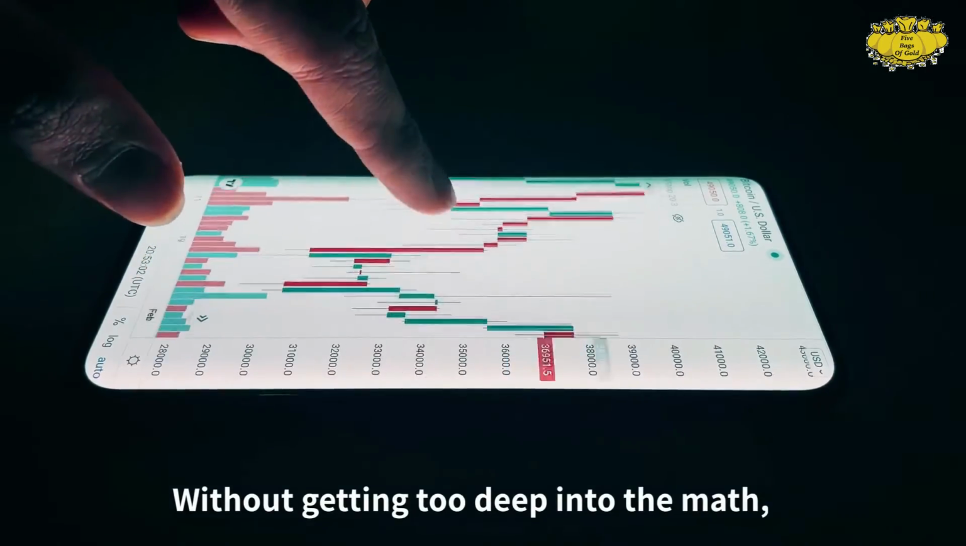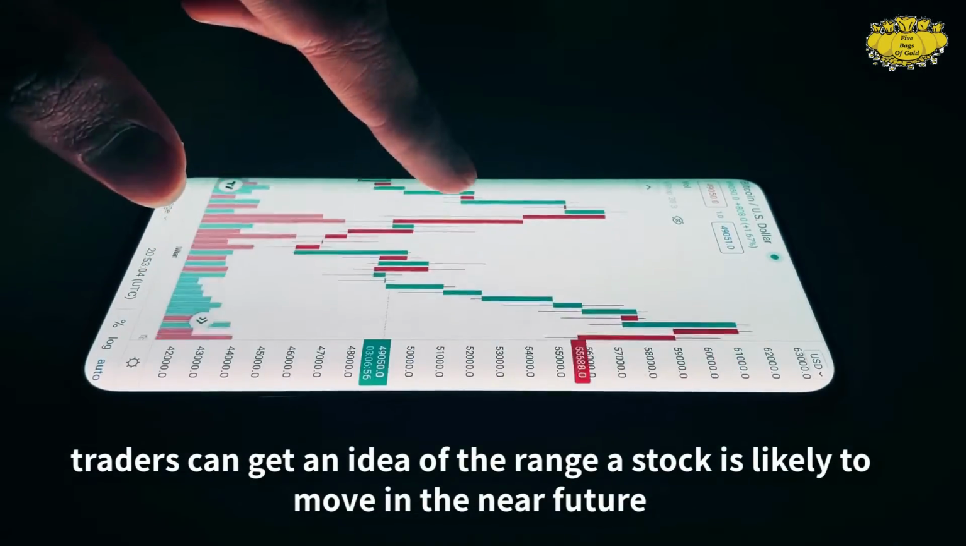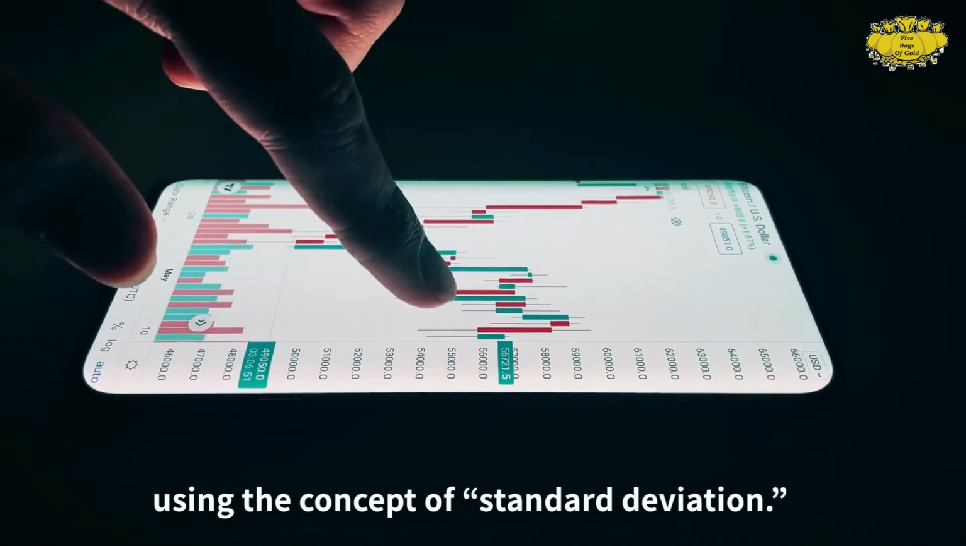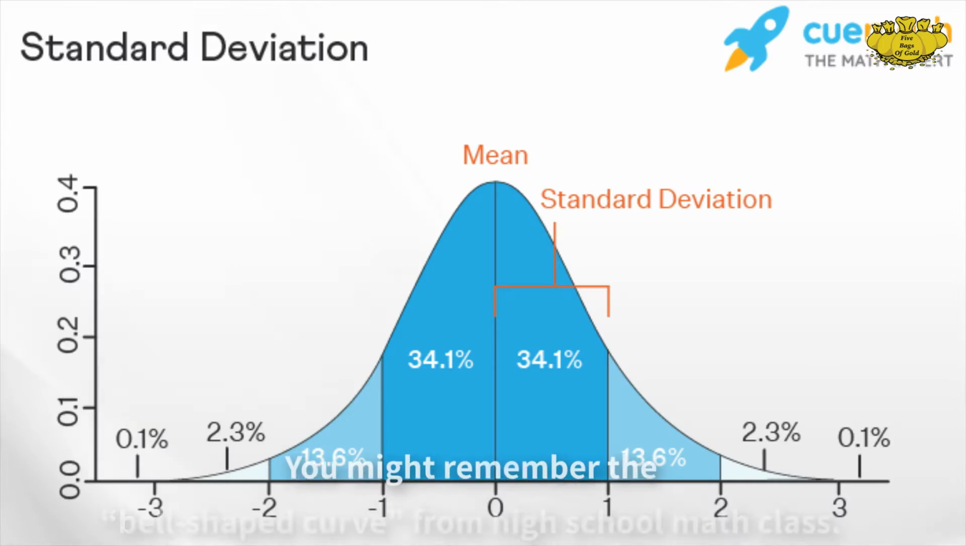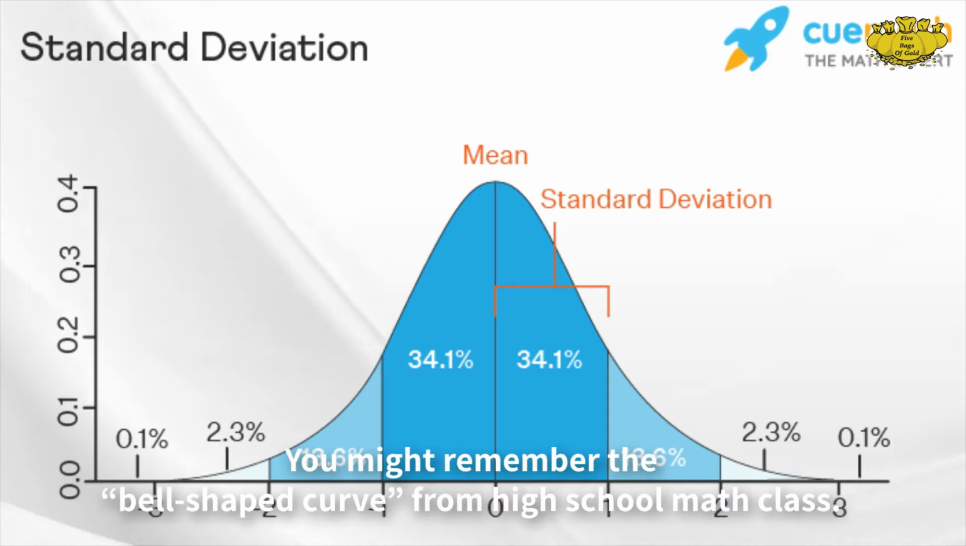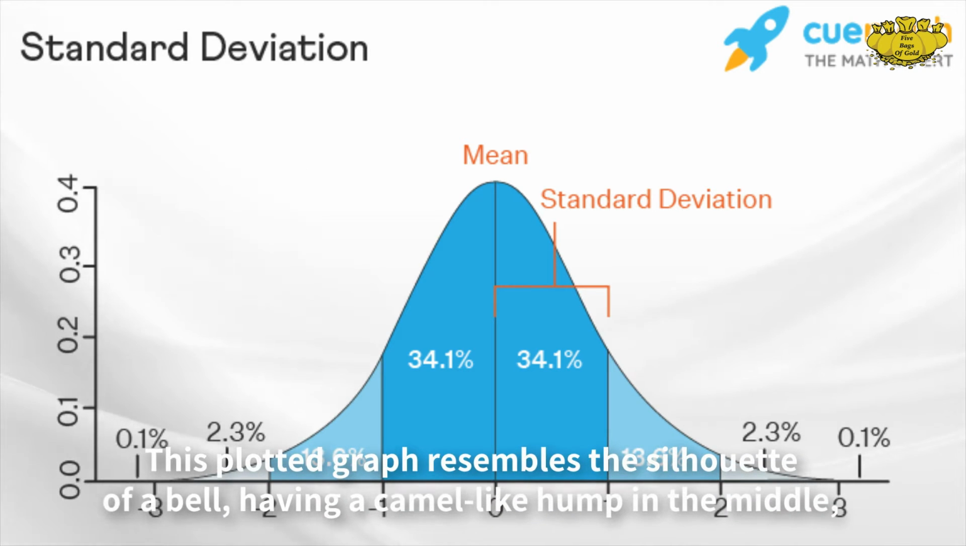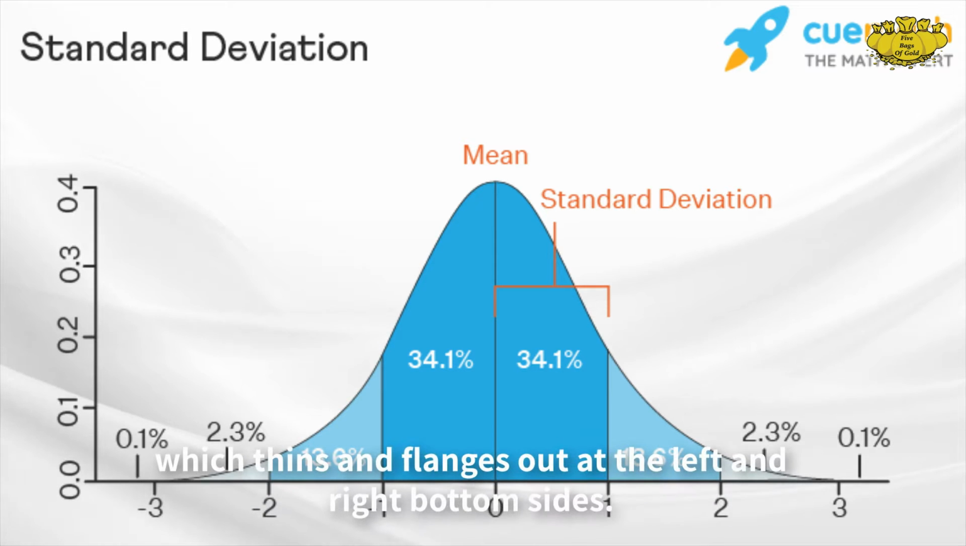Without getting too deep into the math, traders can get an idea of the range a stock is likely to move in the near future using the concept of standard deviation. You might remember the bell-shaped curve from high school math class. This plotted graph resembles the silhouette of a bell, having a camel-like hump in the middle, which thins and flanges out at the left and right bottom sides.